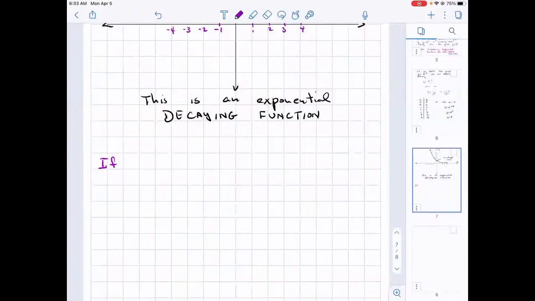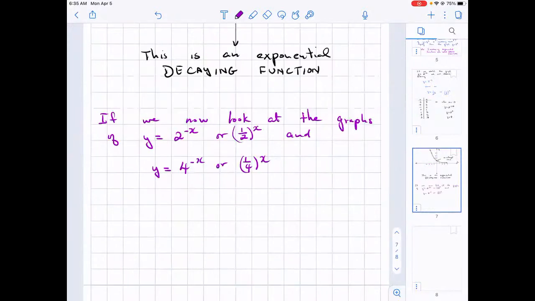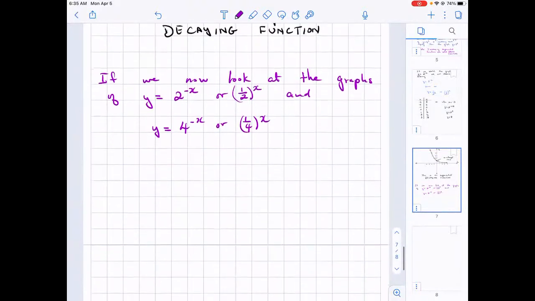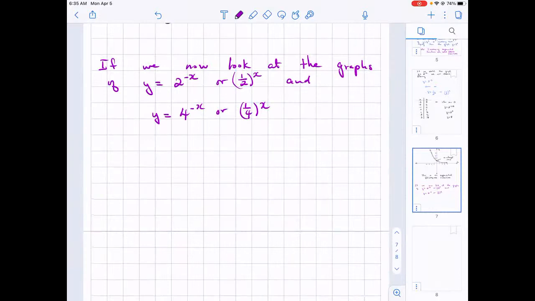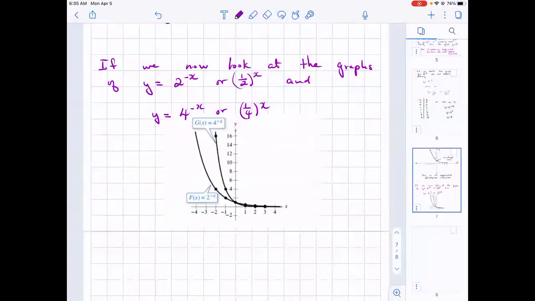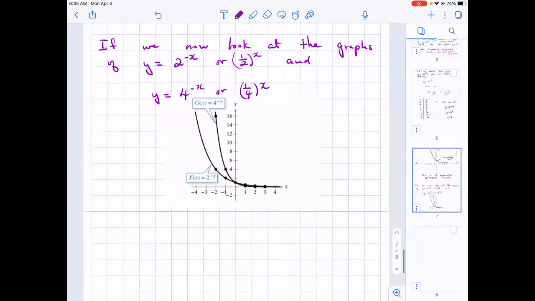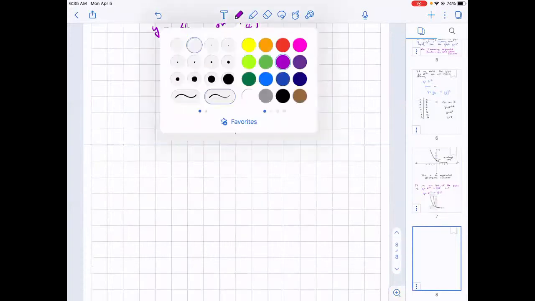Now, a similar process, if we now sketch the graph of, let's say, 1/2 to the x or 1/3 to the x and 1/4 to the x, okay? So if you look at the graph of 2 to the minus x, which is the same as 1/2 to the x power, or 4 to the minus x, which is the same as 1/4 to the x power, we will see the graph looks very similar but reflected to the two graphs we did before.